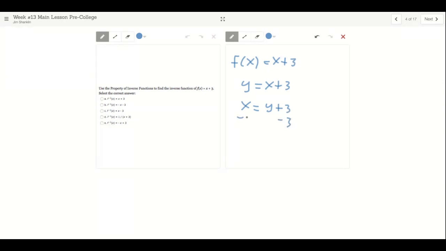Okay, that's not a big deal. I subtract 3 off from both sides. So I end up with y is equal to x minus 3. This is the inverse function, and this is how we would write it. This means inverse. So this is the inverse function of f, which is x minus 3. So my answer should be what? Letter C? Okay, so that was a fairly easy one.